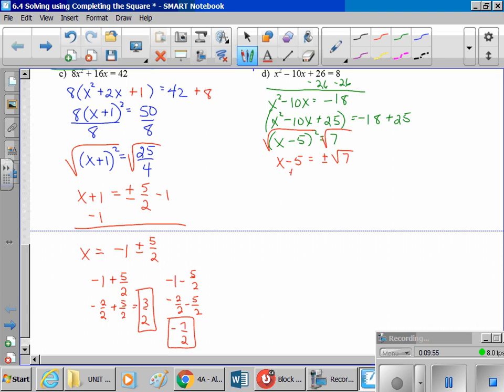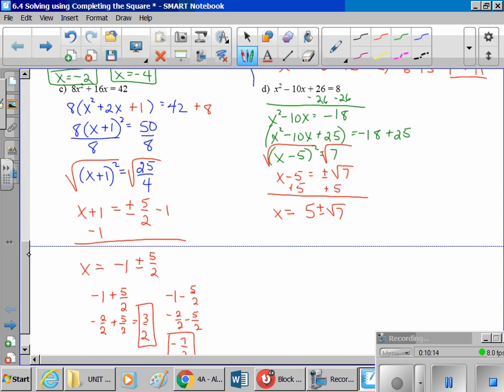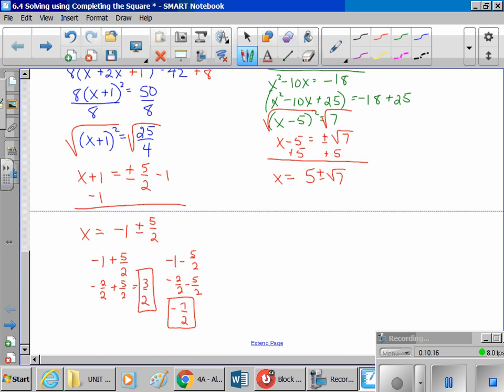So my answer is going to be x is equal to 5 plus and minus radical 7. Now, if it tells you to leave it in simplest radical form, that's the way you're going to leave it. All right, so now, does this one give us those directions at all? It doesn't. But if it did, it would either tell you one of two things. Leave your answer in simplest radical form, or round it to the nearest tenth, nearest hundredth, whichever way.